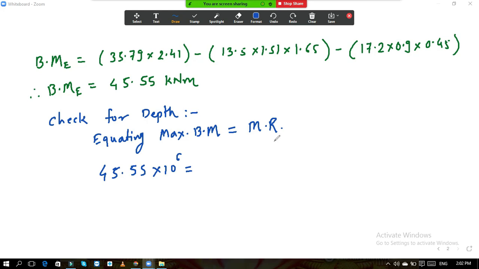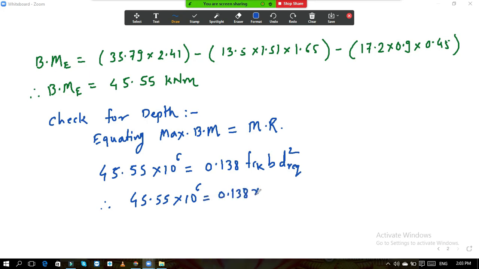Now the grade of steel is Fe415. So for Fe415 it is 0.138 FCK B D square. Here your D is nothing but D required. Therefore 45.55 into 10 to the power 6 is equal to 0.138, FCK is 20, B is 1000 and D required square. Therefore D required is equal to, what is the answer?